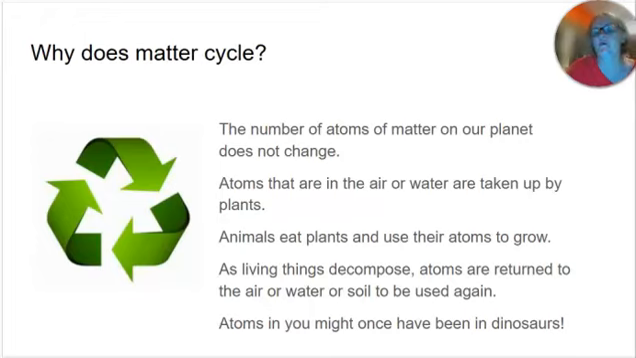Atoms that are in air or water are taken up by plants. Animals eat those plants, using the atoms to grow, and then, as both plants and animals decompose, all the atoms are returned to the air or the water or the soil to be used again and to go round the cycle. So atoms that are in you might once have been in a dinosaur.